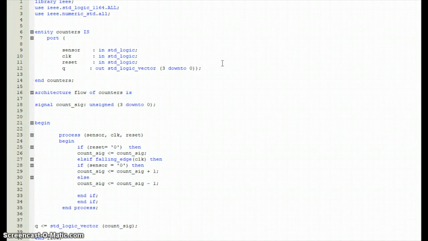Now I'll be explaining to you the coding for the counters. Under the entity, we declared the input and output. The inputs are the sensor, clock, and reset. As for the output, it is Q.